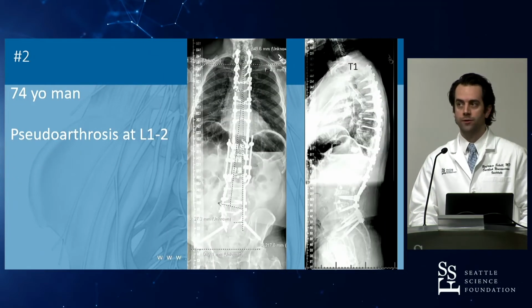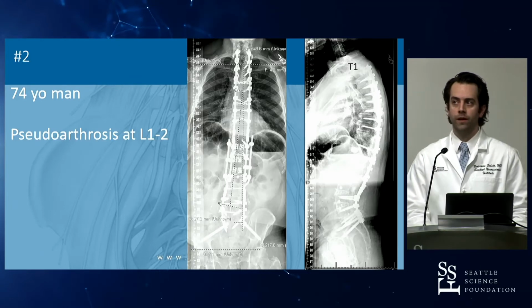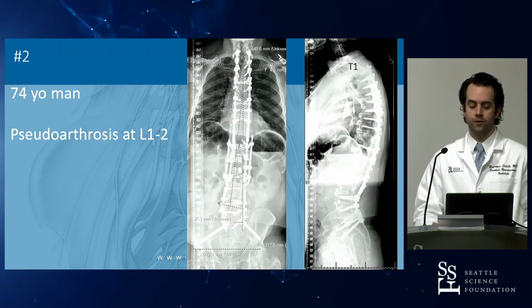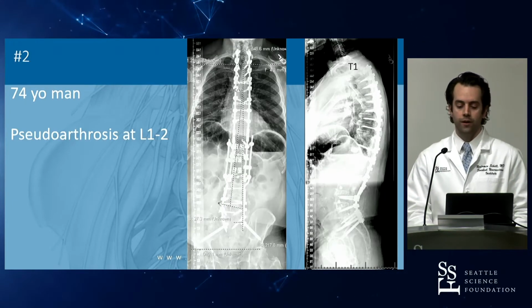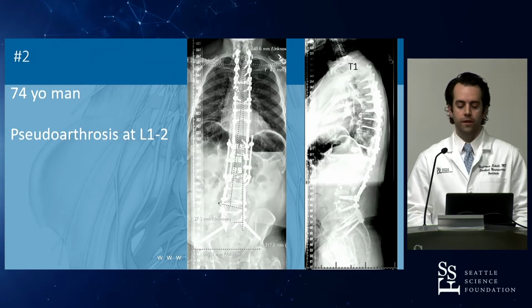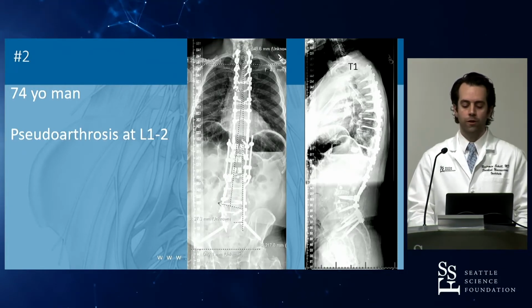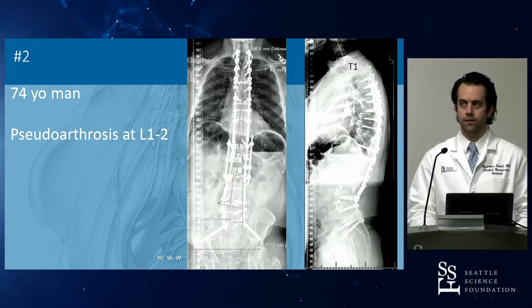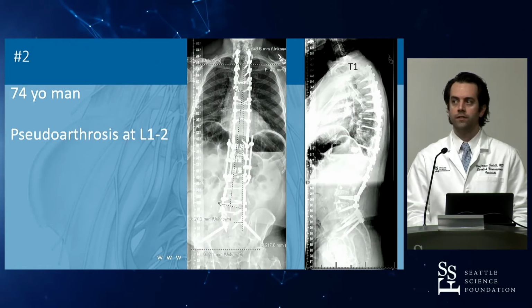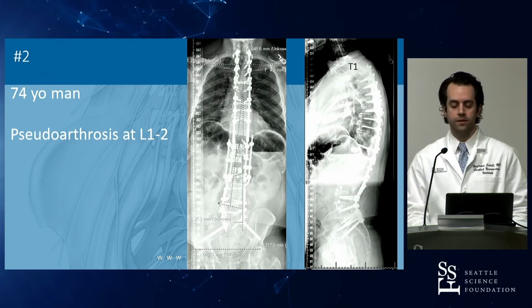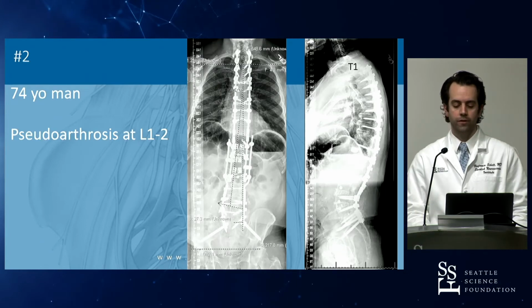All right, and the next one here, 74-year-old man with the pseudoarthrosis at L1-2, and you can see there on the lateral that the T1 vertebra is marked. I know it gets a little hazy there on the lateral and on the AP to see how far up the construct extends, but T1 is marked there above the construct.